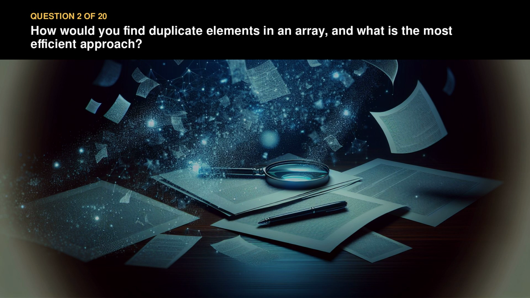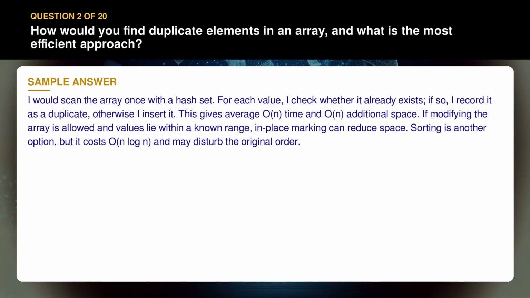Question 2. How would you find duplicate elements in an array, and what is the most efficient approach? I would scan the array once with a hash set. For each value, I check whether it already exists. If so, I record it as a duplicate, otherwise I insert it. This gives average O(n) time and O(n) additional space.